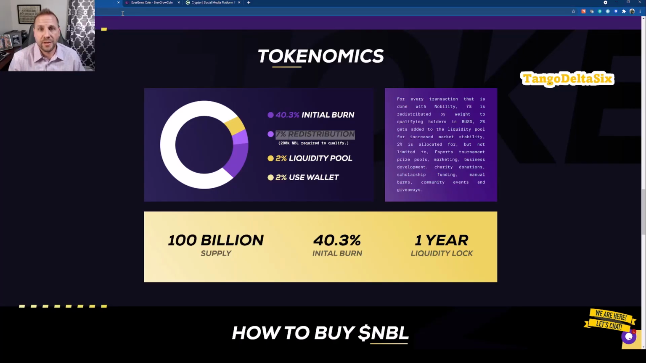So first up, we want to discuss the Nobility token. We love Nobility token in Tango Crypto. All of us have large holdings with this company. We have positions that are paying us hourly residuals with Nobility token, and we really love it because it fits all of the requisites to be a big three token.